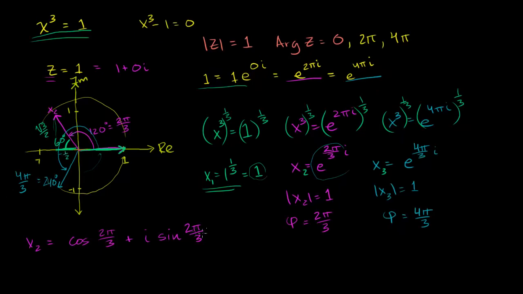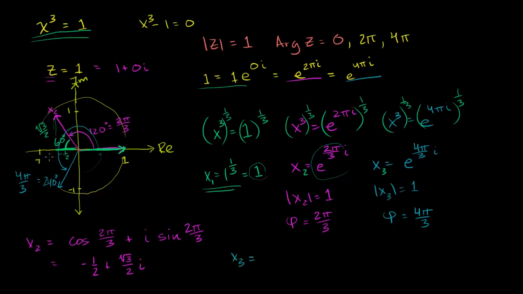So x2 is going to be equal to cosine of 2 pi over 3, which is negative 1/2. Did I do that right? Yep, negative 1/2 plus i times sine of 2 pi over 3. That's this height over here, which is square root of 3 over 2 i. So that's x2, and we can do the exact same thing with x3.